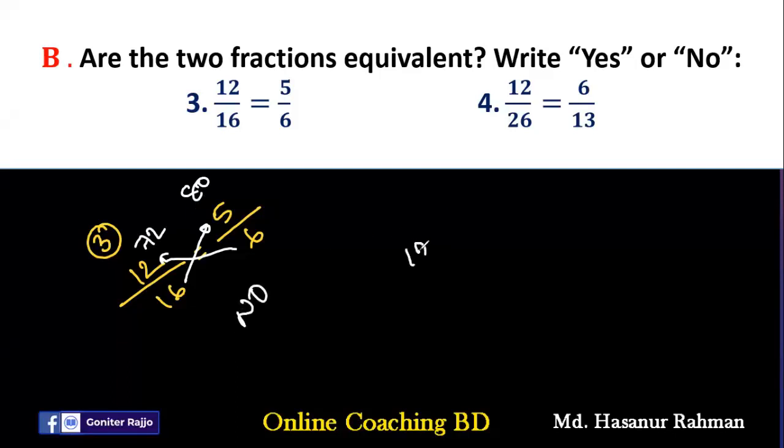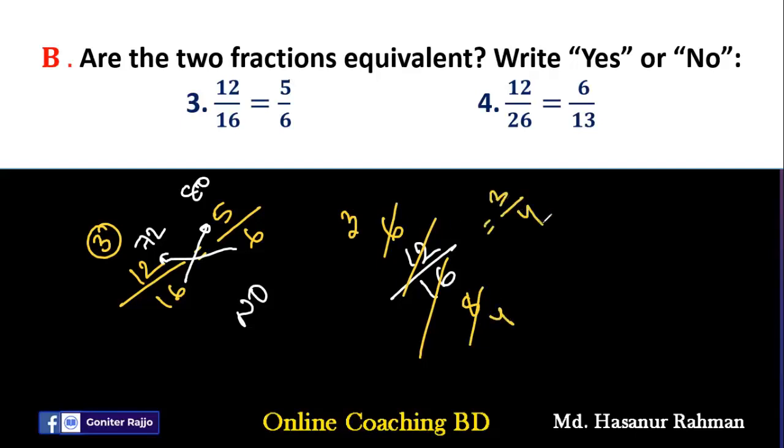And we can solve it in another way. Suppose 12 divided by 16. Look, if we divide 12 and 16 both by 2, what will we get? We get 2 6s are 12 and 2 8s are 16. Again, we can divide 6 and 8 both by 2. 2 3s are 6, 2 4s are 8. So at last we get 3 by 4. But here 5 by 6 is given. So that is not an equivalent fraction.